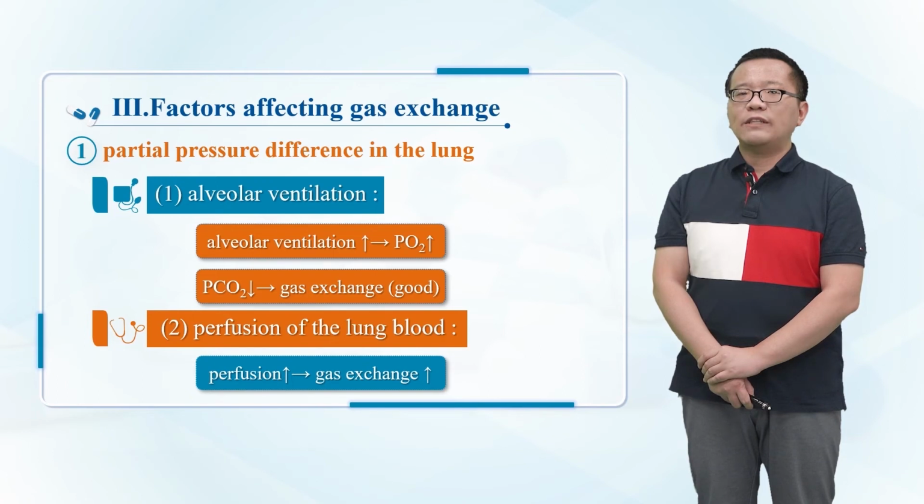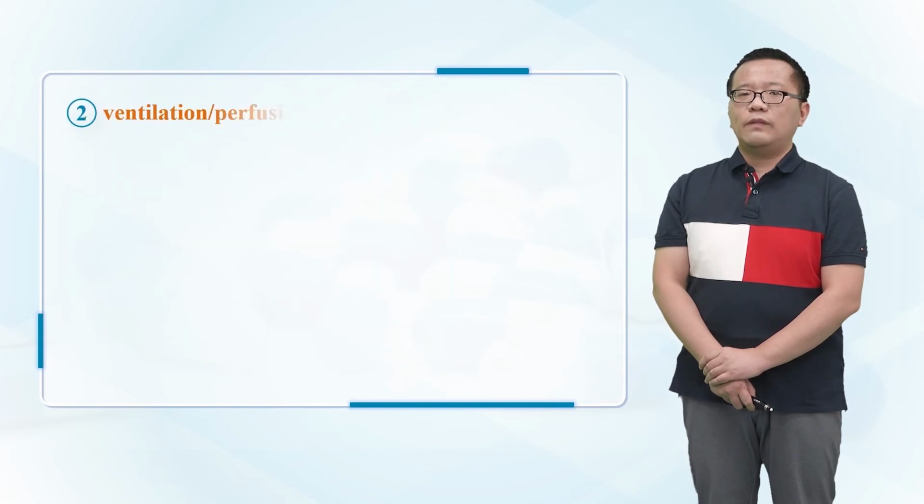The first is the partial pressure difference in the lung. The partial pressure difference includes the partial pressure difference and perfusion of the lung blood. Increased alveolar ventilation can increase oxygen partial pressure. A pressure drop of carbon dioxide accelerates gas exchange, and increased pulmonary blood flow accelerates gas exchange.